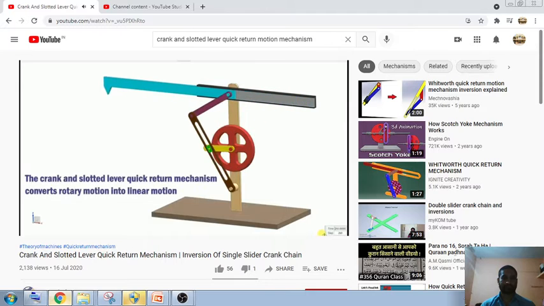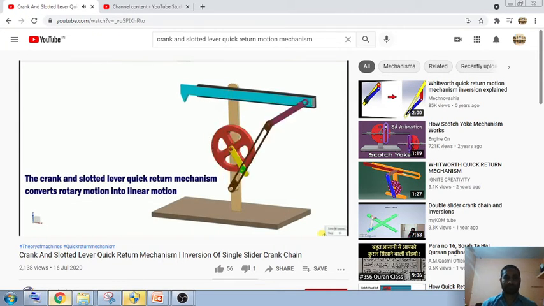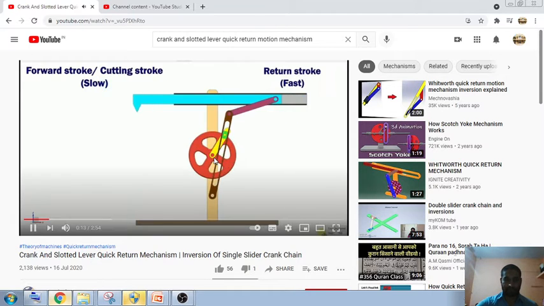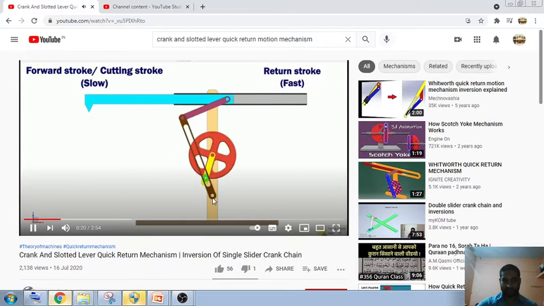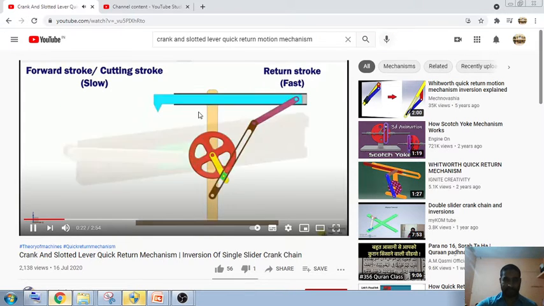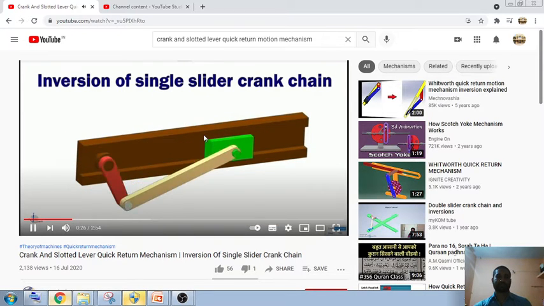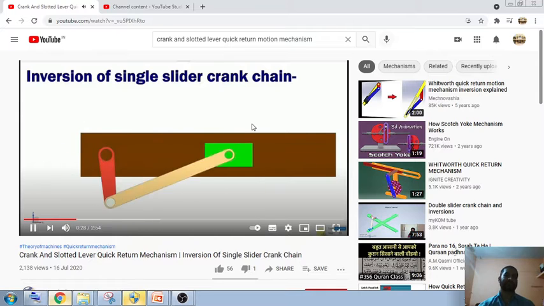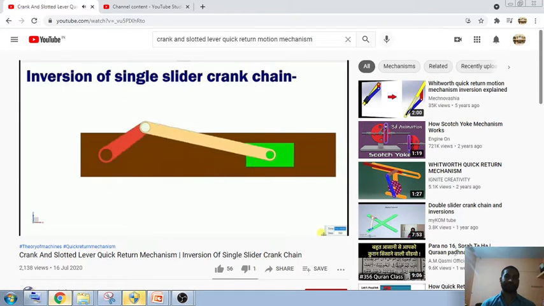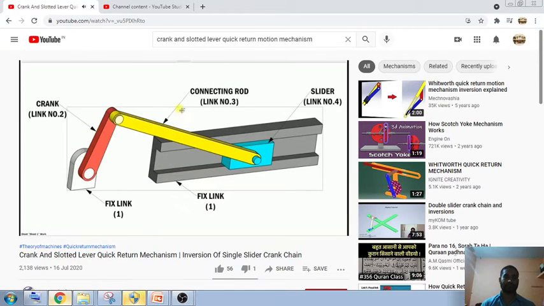The crank and slotted quick return mechanism converts rotary motion into linear motion. This is the slotted bar. In this mechanism, the return stroke of the ram is faster than the forward stroke. This is the fixed link, this is AP and this is PR. It is an inversion of the single slider crank chain. This inversion is obtained when link number 3, the connecting rod, is fixed.